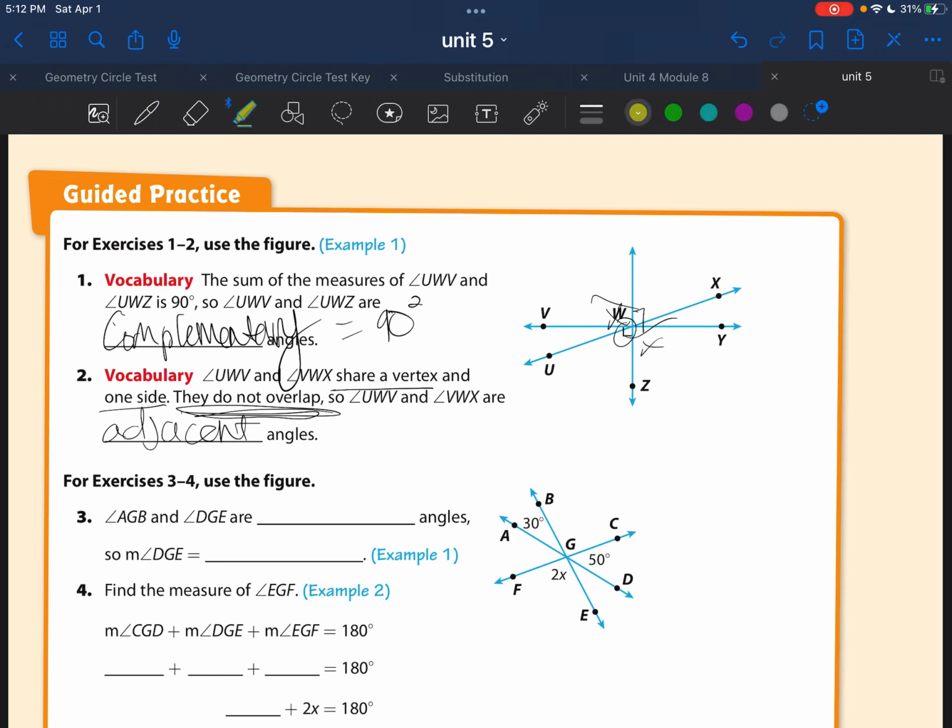AGB. Sorry, I thought I had it. AGB and DGE are what kind of angles? Vertical. All right, so if this is 30 degrees, what do you think this will be? 30 degrees. Let me write a little 30 right there.